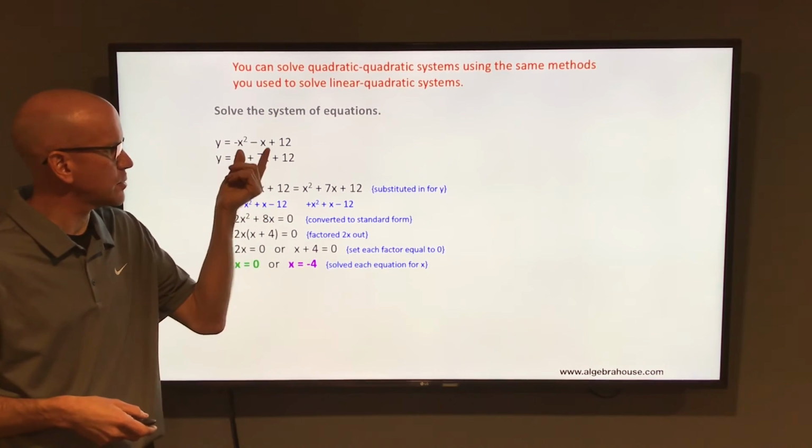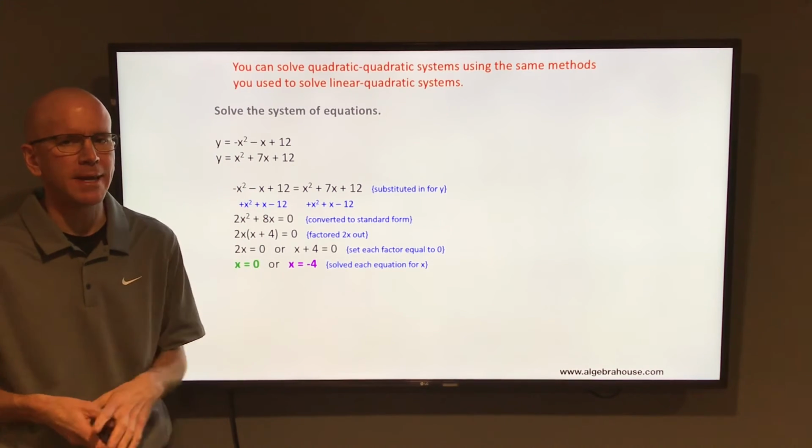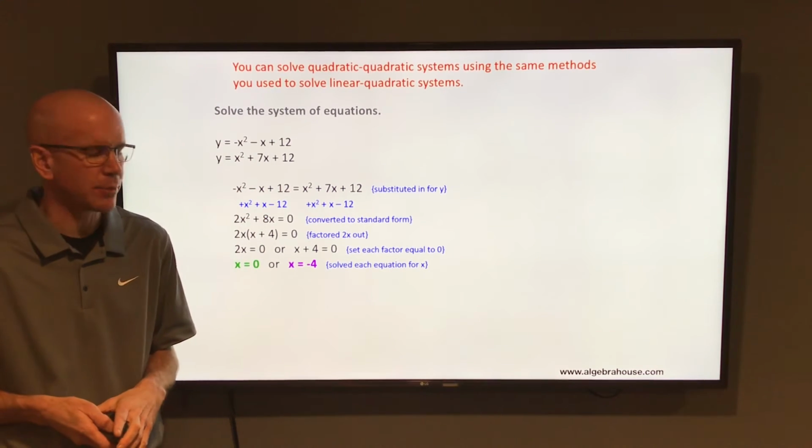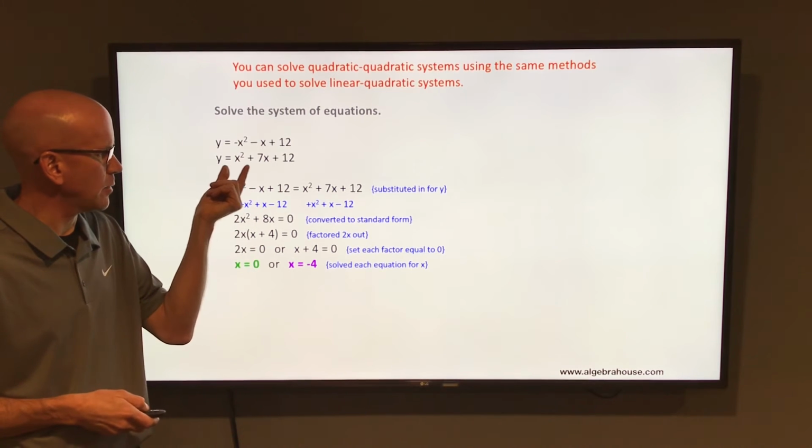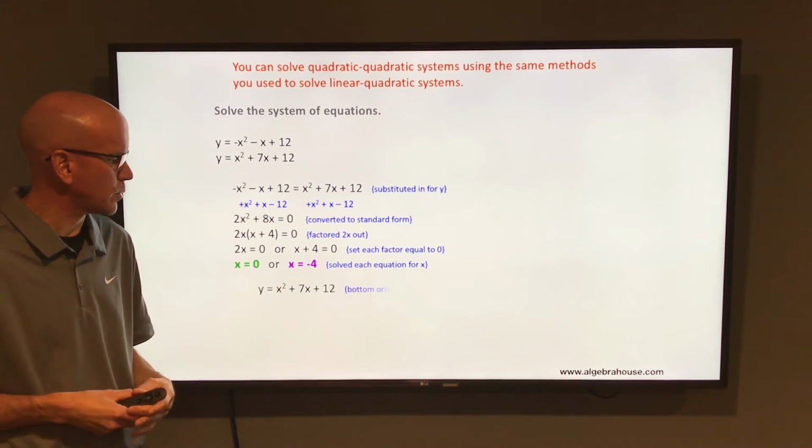So you have to pick one of those two equations to work with. I'd stay away from the one that has a negative x squared. More chance of making a mistake with that. So I'm going to substitute into y equals x squared plus 7x plus 12.